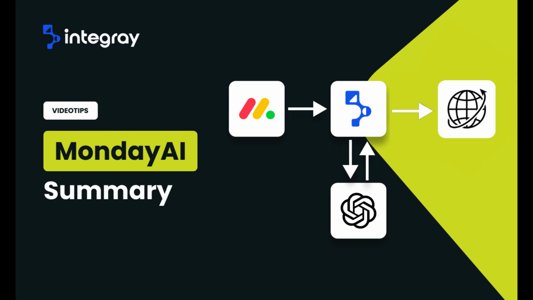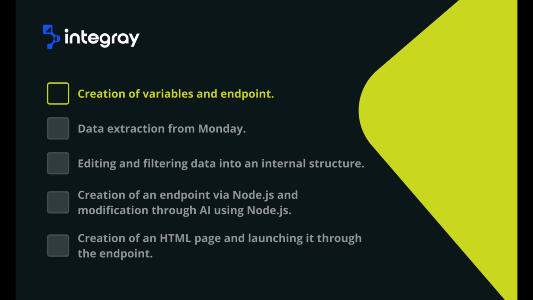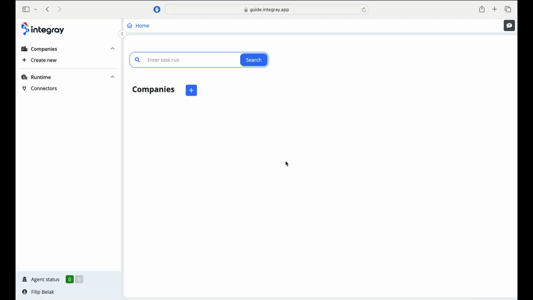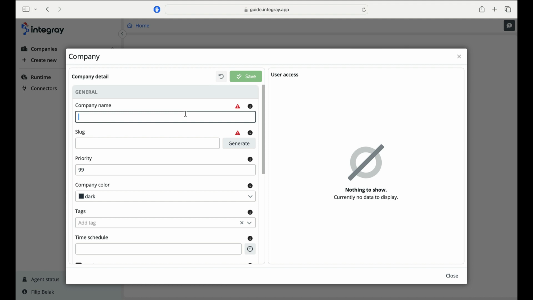Today I'll show you how to extract data from Monday.com, enhance it with AI, and create an HTML page using a GET endpoint. First part will be creation of variables and endpoint. Explore the basics of setting up variables and endpoints, essential for application functionality. Let's get started. First, we'll create a company named Monday AI.